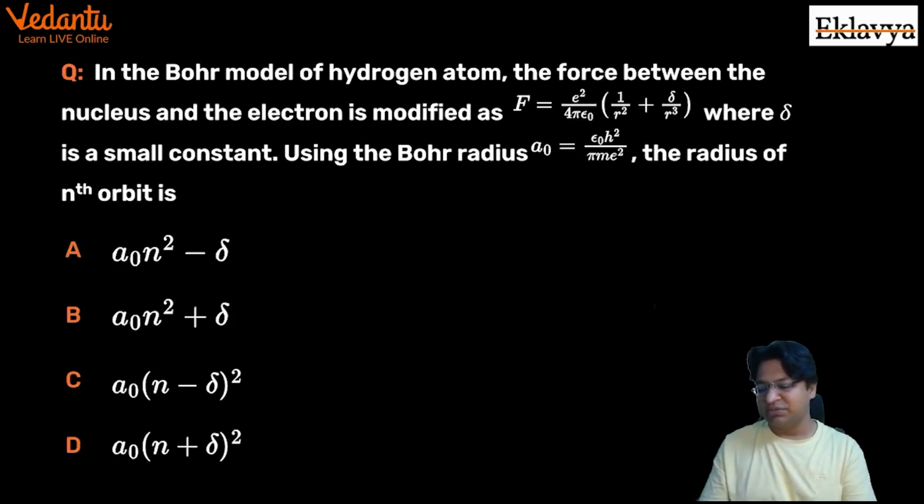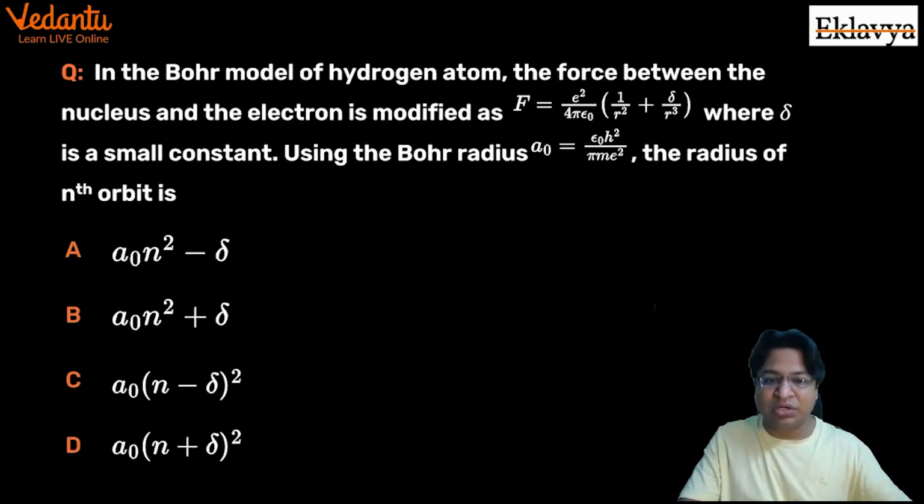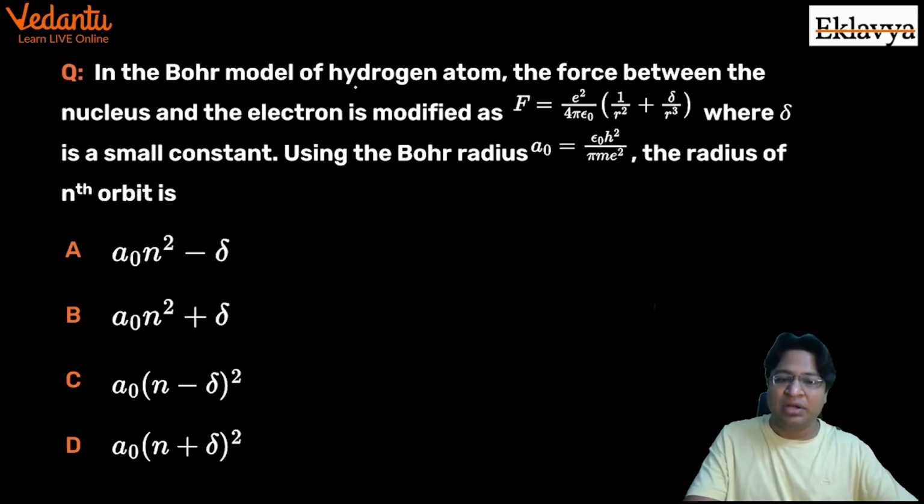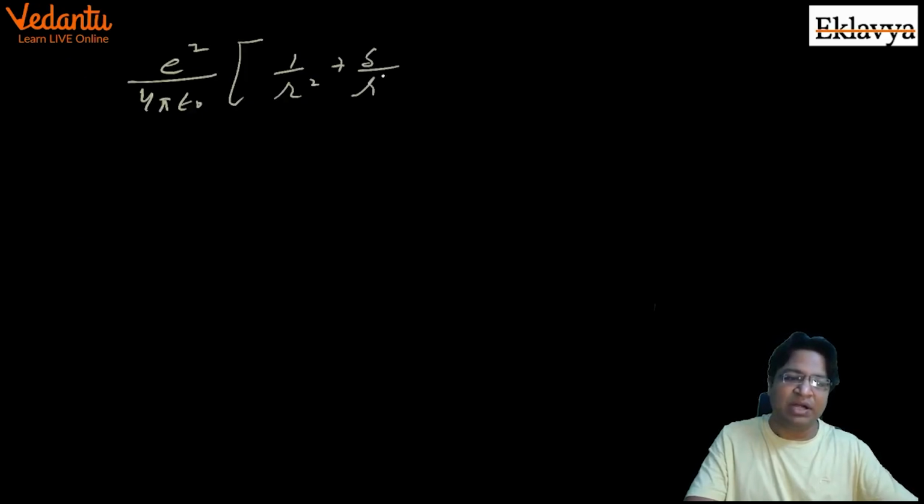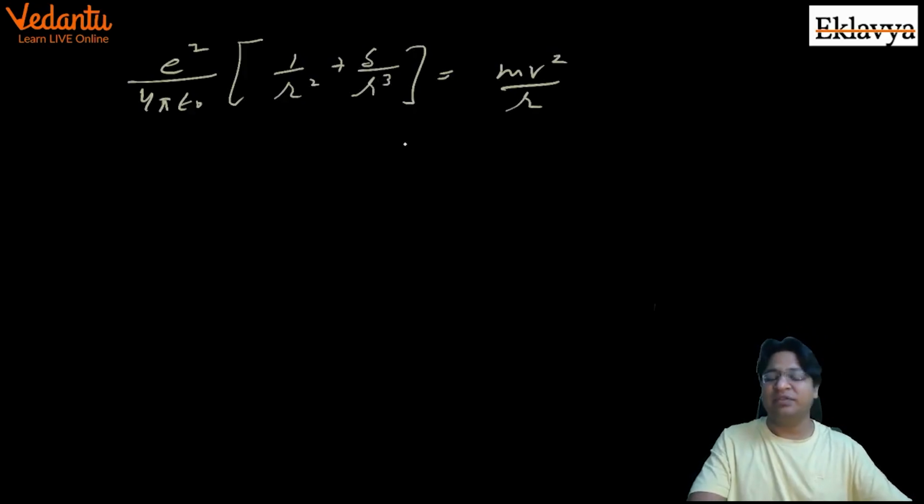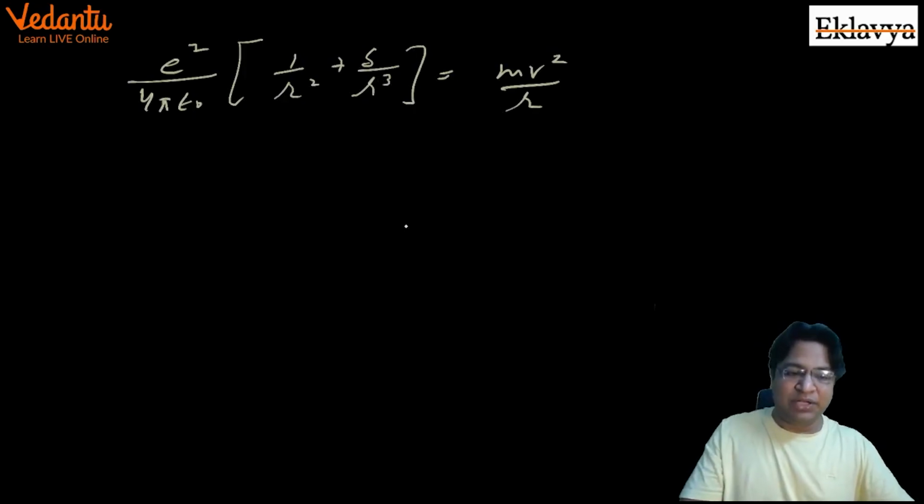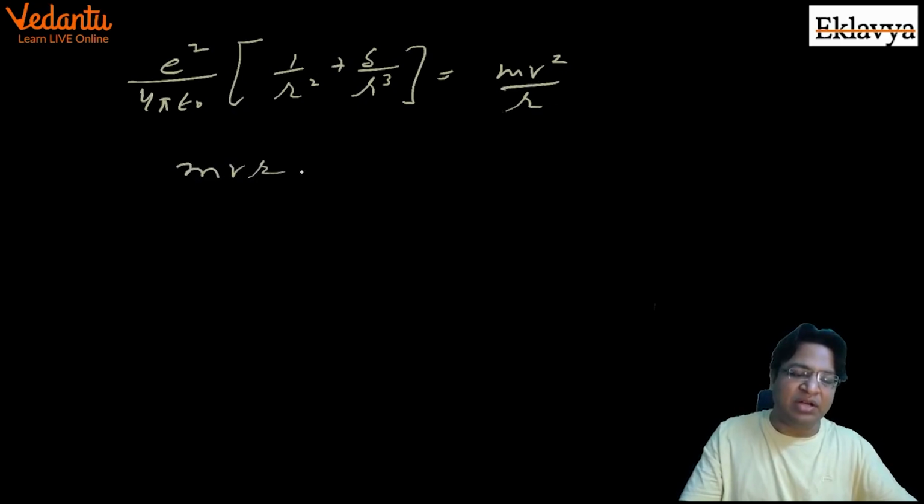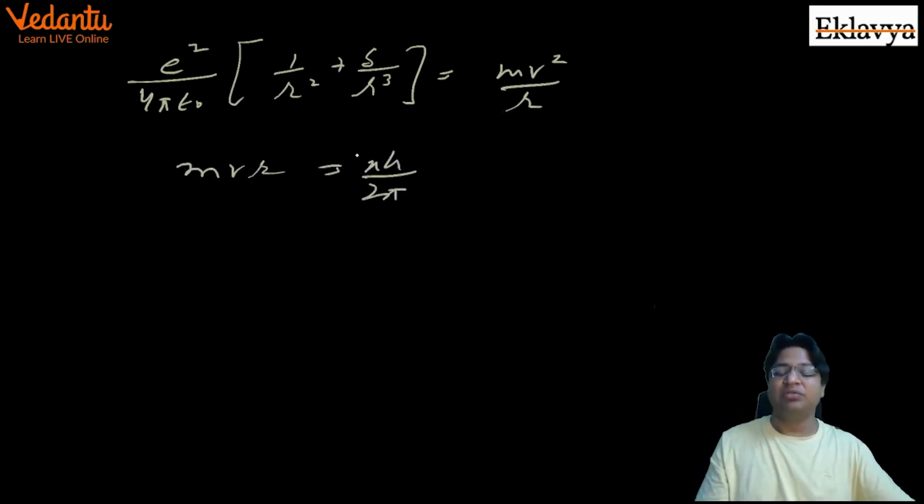Another unusual question, something that we have not done till now. It says that the force in Bohr model is written as e square by 4 pi epsilon naught, and then 1 upon r square plus delta by r cube. Now this force will become equal to mv square by r, the centripetal force, and also we have mvr equals to nh by 2 pi, the Bohr's quantization condition. Now using this we have to find out the radius of the nth orbit.